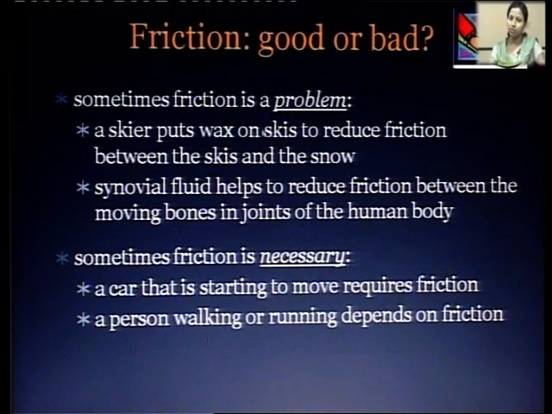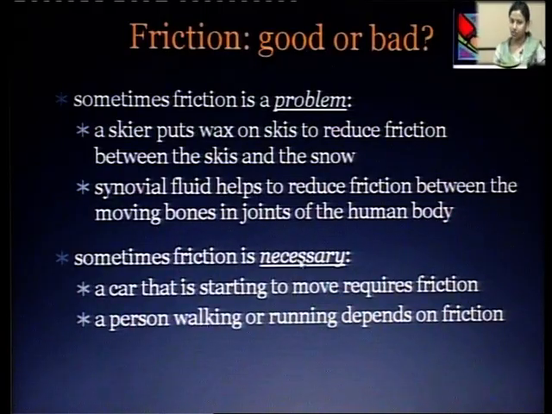friction is a problem where a skier puts wax on the skis to reduce friction between the skis and the snow. Like we already talked about, on an icy surface there is less friction. So if we want to move on an icy surface, we have to reduce the friction with wax or sand, etc. And this is the biological application of friction: synovial fluid helps to reduce friction between the moving bones in the joints of the human body.